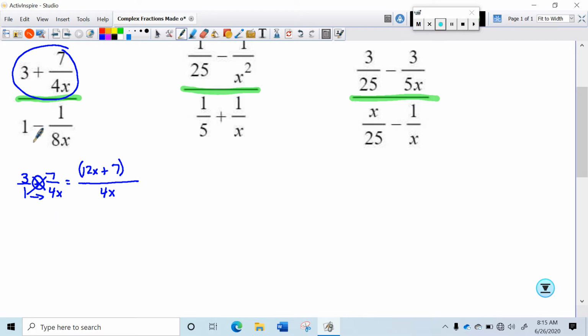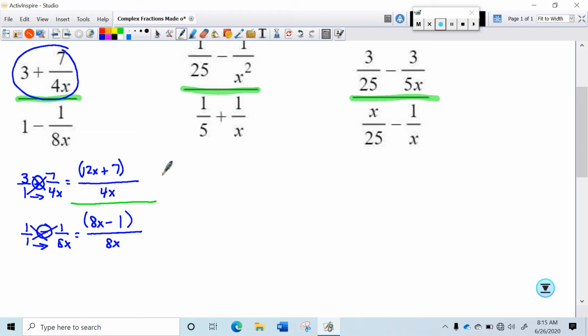Now I'm going to do the denominator. 1 over 1 minus 1 over 8x. Okay, multiply the bottom. 1 times 8x is 8x. Cross multiply the top. 1 times 8x is 8x. A minus in the middle. And then 1 times 1 is 1. Put that in parentheses. Now remember, these were originally in a fraction, so I'm going to put the fraction bar.